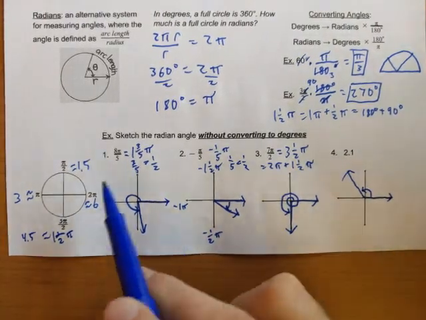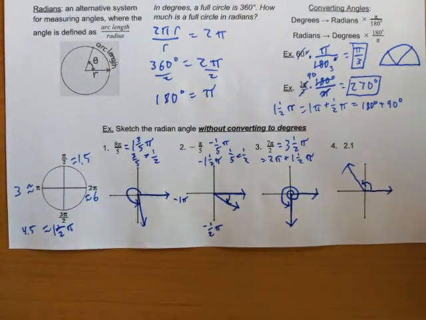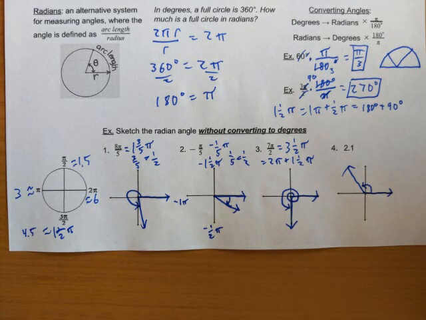So again, this last section, this is by far the most important thing. You become really good at sketching radian angles without converting those to degrees.